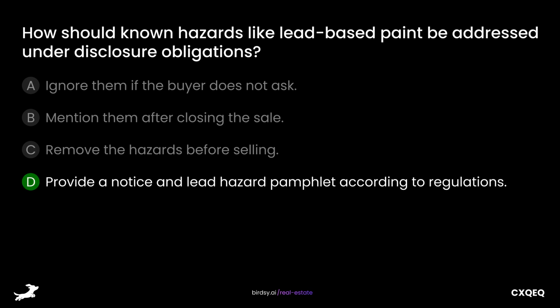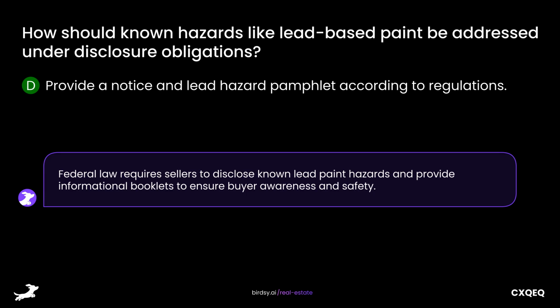The answer is D, provide a notice and lead hazard pamphlet according to regulations. Federal law requires sellers to disclose known lead paint hazards and provide informational booklets to ensure buyer awareness and safety.